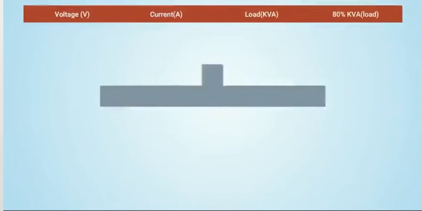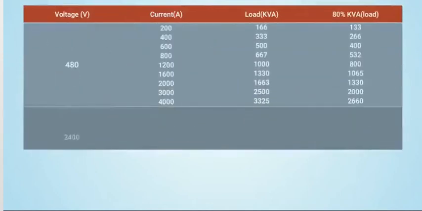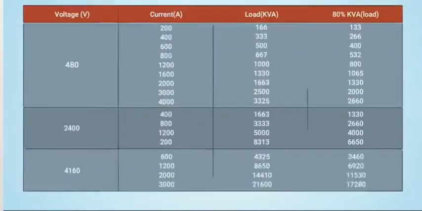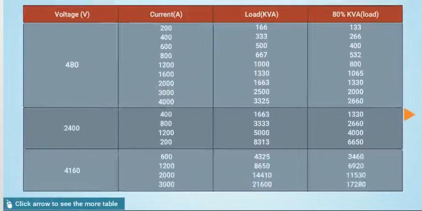Voltage level selection is done based on the current and load requirement. The voltage level is categorized as 480 volts, 2400 volt, 4160 volt, and so on for better selection based on the requirement. Click each tab for more information.